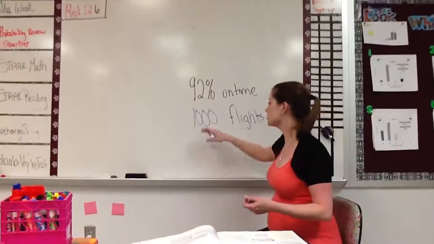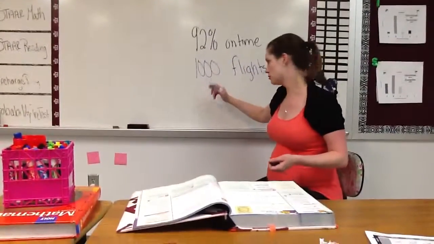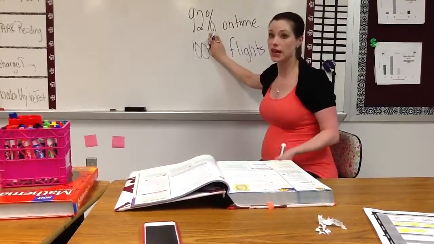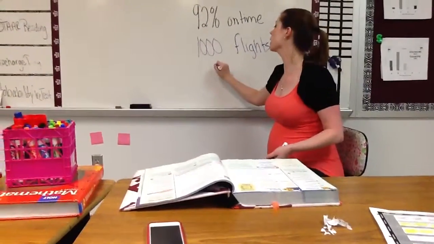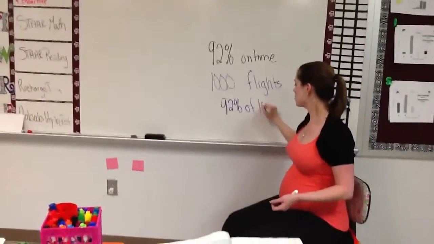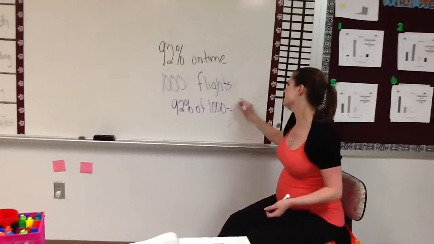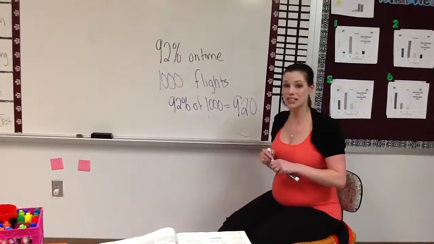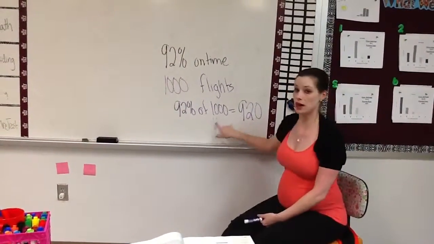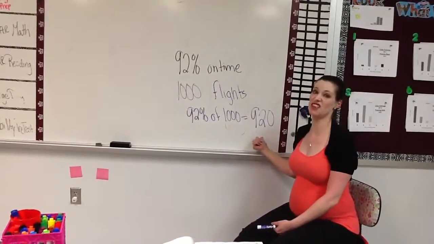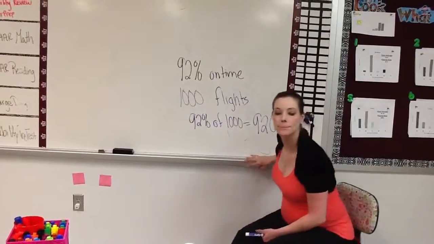So what you have to ask yourself is, what's 92% of 1,000? Well, 92% of 100 would be 92. Add an extra 0 on it. So 92% of 1,000 equals 920 flights. So I would predict that 920 out of those 1,000 flights are going to be on time. Of course, when I fly, I'm sure I'm on the other 80 flights that aren't on time.